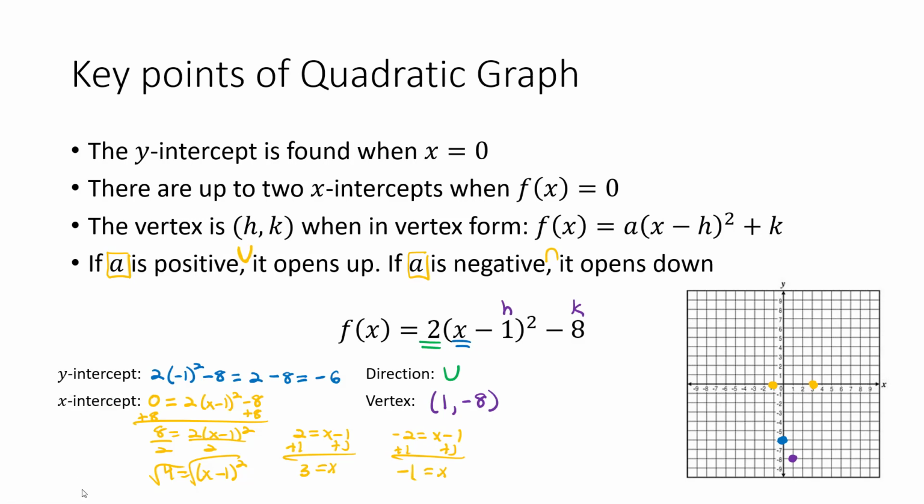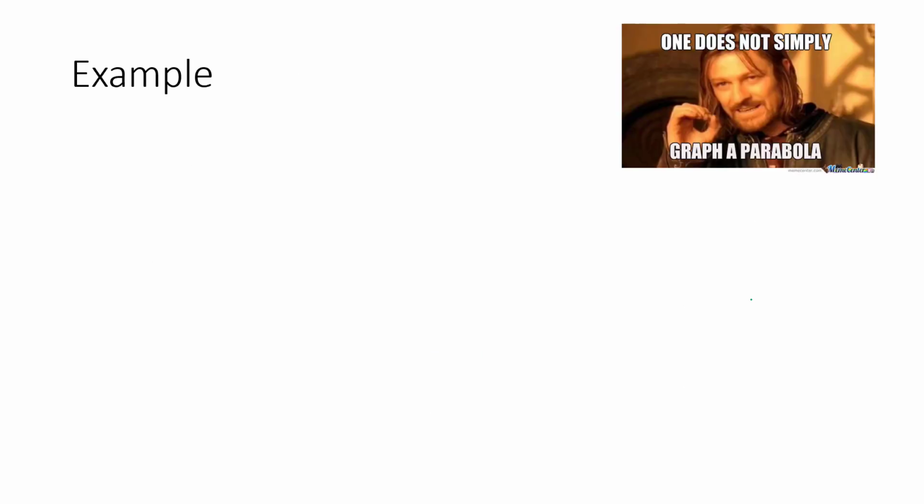And now all we have to do is connect the dots to make our graph. Let's see if I can do that here. Something like that will be our parabola. This is the graph of 2 times x minus 1 squared minus 8. This one was nice because it was already in vertex form.